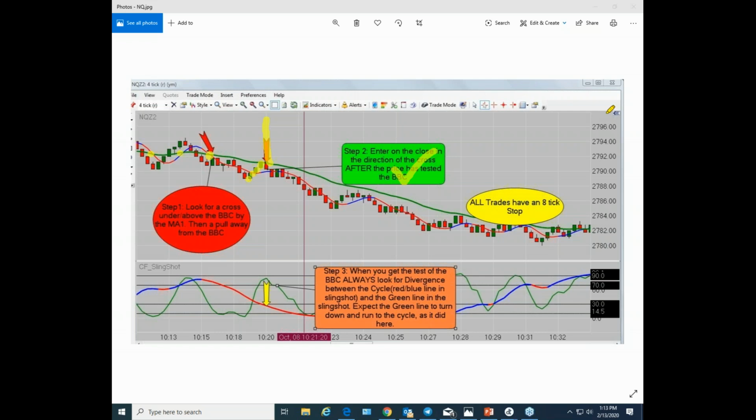One big question I always get is, why don't you just place an order and go short right there? The reason is sometimes the market just breaks the BBC and takes off. What we're doing is sacrificing price for action with that candle. All right, so hold on here.